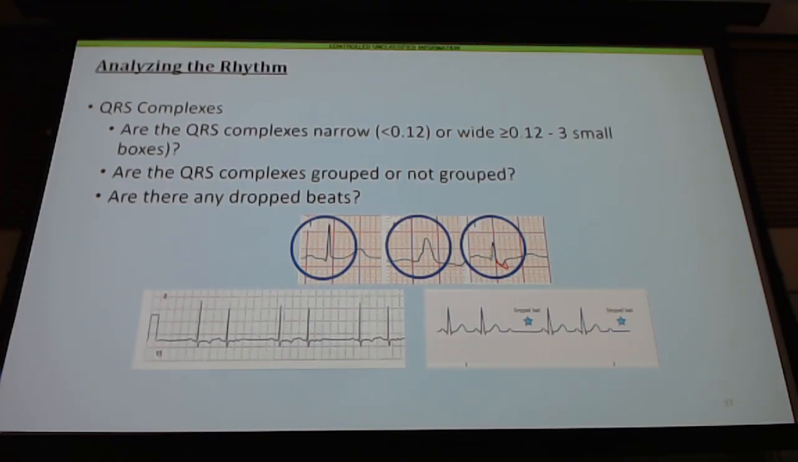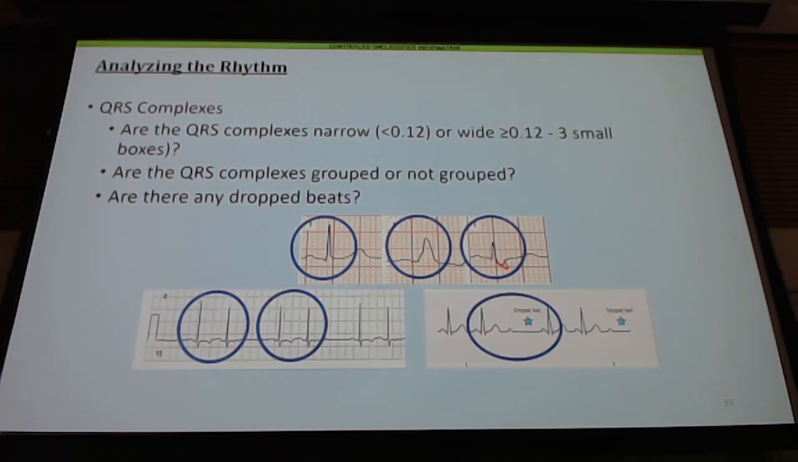The other thing you're going to look at is, is it grouped? We've looked at counting R to R's and such, but look at this. This is a bigeminy, where you get beep, beep, pause, beep, beep, pause, and you can see it's consistent, right? So this would be a bigeminy rhythm because of that QRS arrangement.